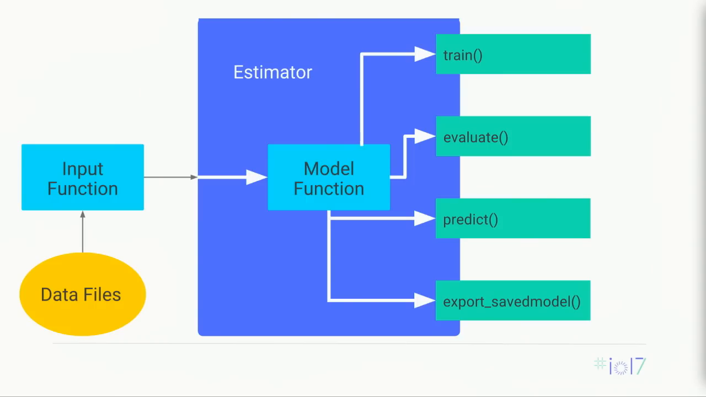The model function takes the inputs, and it produces tensors that contain the thing that you have to do for training, the thing that you have to do for evaluation. It returns the predictions, and then it will also produce a saved model if you need one. So you can write all of this yourself if you really want to, if none of the pre-existing models fit your use case. And you can use regular TensorFlow to define this model function, or you can use Keras, and Francois will say a little bit about that.